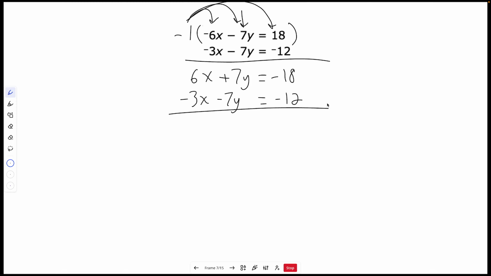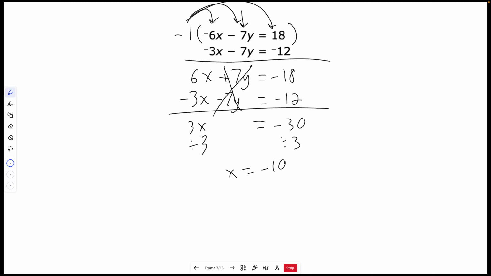And now add straight down. So now we get 3x. This is 0. We can say that eliminates, equals negative 30. Divide by 3, and you get x equals negative 10.